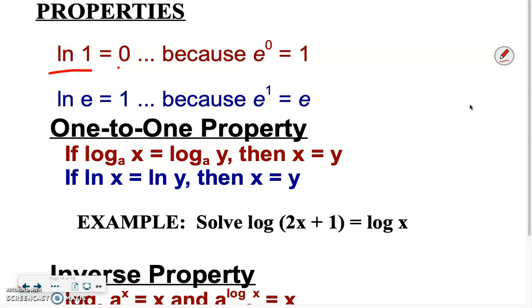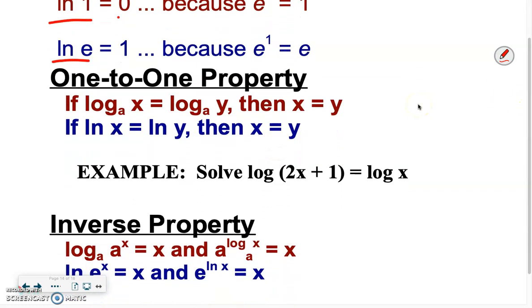It seems a little less clear, but anytime we see the natural log of e, that's just 1. Fancy way of writing the number 1. Okay? Those two properties, natural log of 1 is 0 and the natural log of e is 1, are going to show up quite a bit and save us a lot of time over the next few sections. All right, the one-to-one property is still absolutely in effect.